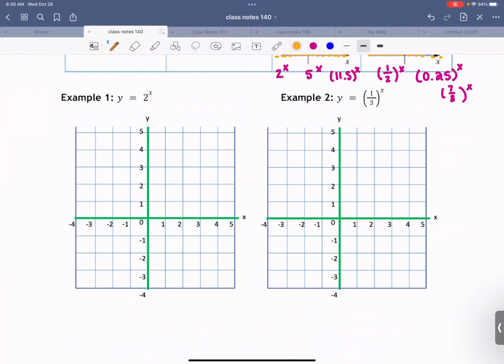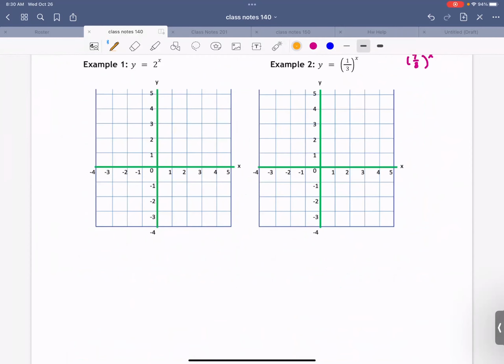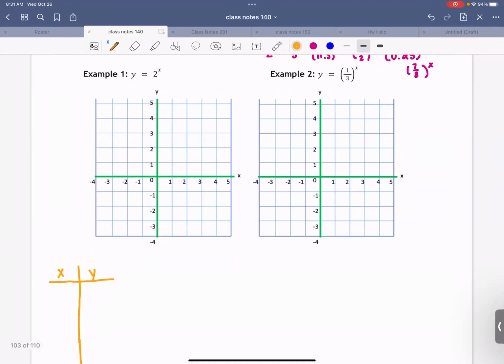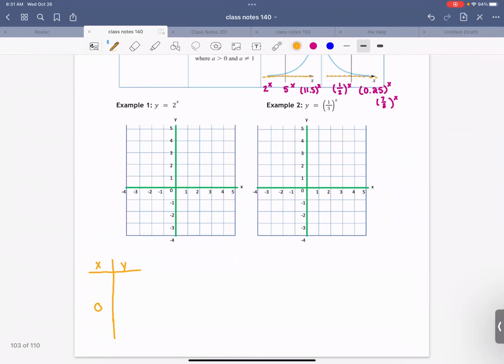Example 1, we want to graph y equals 2 to the x power. Okay, so I said the best bet is to plot some points. So I'll make a little x and y chart. What sort of numbers should I plug in for x? Some easy numbers. 0. 0 is always a good one, right? 0 usually works out pretty well. So when x equals 0, y would be 2 to the 0, which is 1, right? Anything to the 0 power is always 1.